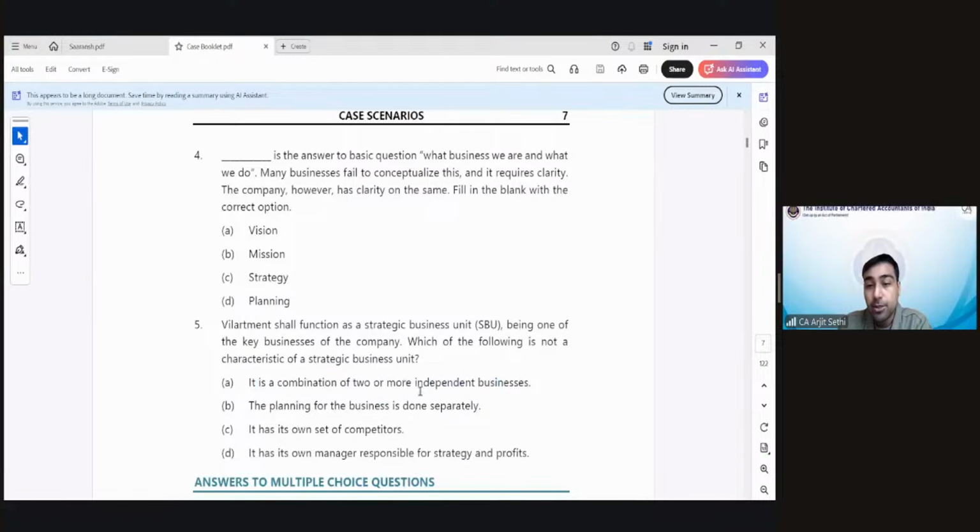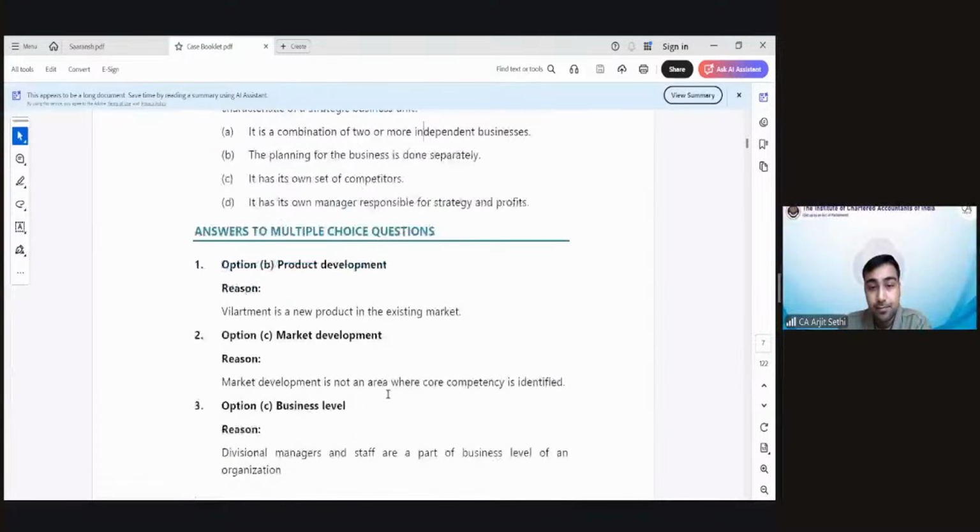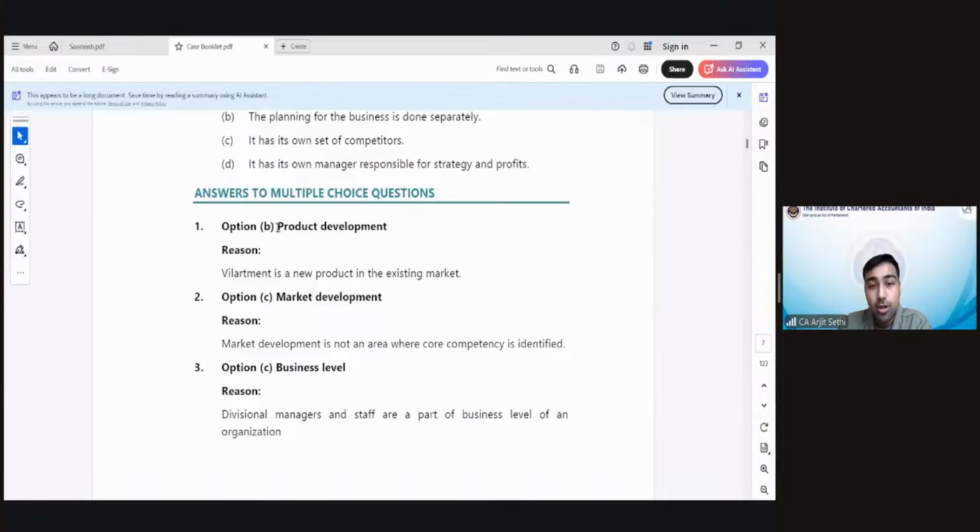But anyway, a lot of people gave option A as the answer. Now let's see. The first one was product development, option B. Give yourself a round of applause if you gave option B. Okay, good. It is a new product in an existing market. The second question was market development. It is not an area where core competencies are built. The others are areas where competitive core competencies are built. Market development is a strategy. It's not where core competencies are built.